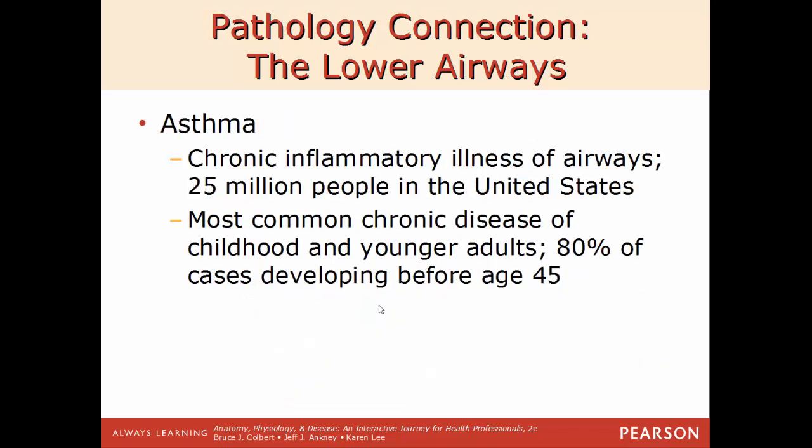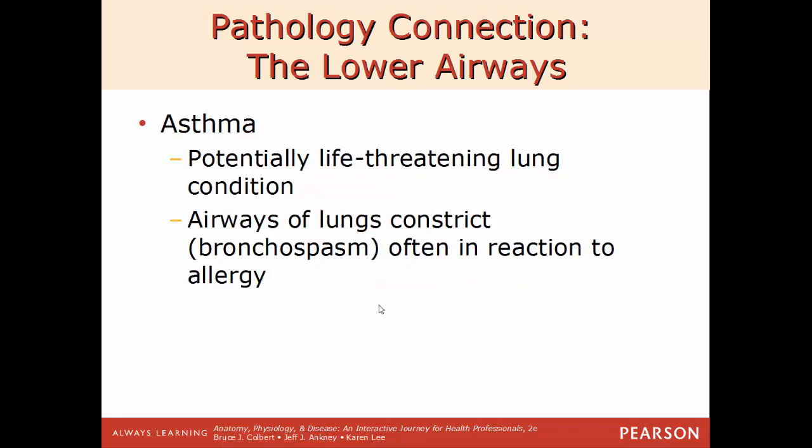Asthma, that's a chronic inflammatory illness of the airways. It affects about 25 million people in the United States. This is the most common chronic disease of childhood and of younger adults. About 80% of the cases develop before the person is 45 years old. And this is a potentially life-threatening lung condition because the airways of the lungs constrict, often in reaction to an allergy. And the airways constrict in a bronchospasm that makes it very, very difficult to exchange gases.